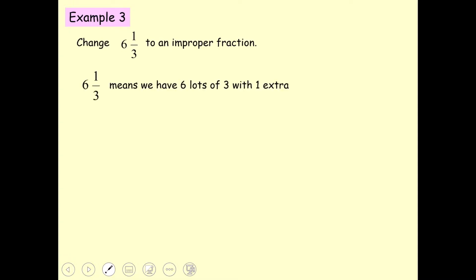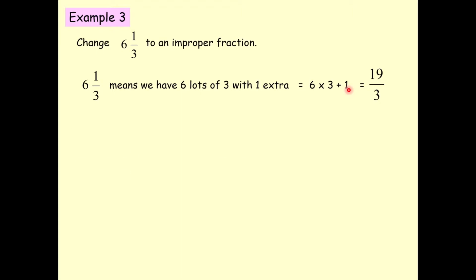So we'll take 6 1/3, and this means we have 6 lots of 3 with this extra 1 remainder on top. So we're using our previous knowledge that we've just learned from converting improper to mixed numbers. Now we're doing the opposite, so this means we've got 6 lots of 3 with 1 left over. And we can write that mathematically by doing 6 times 3 and adding on our remainder, which will give us 19 over 3.